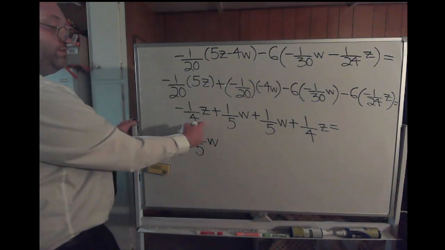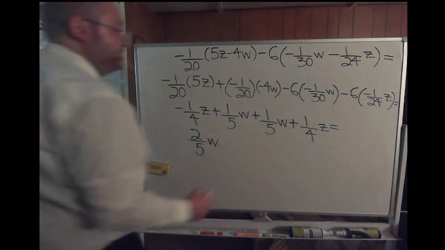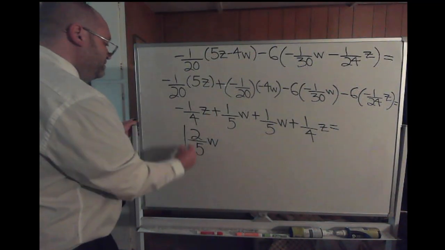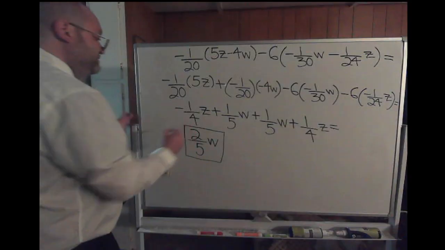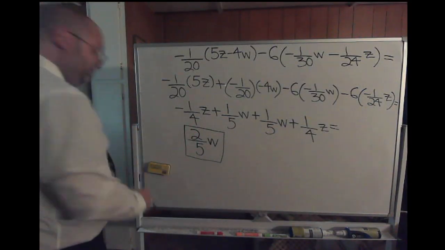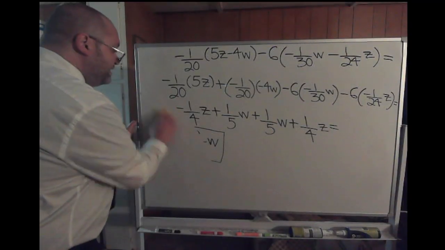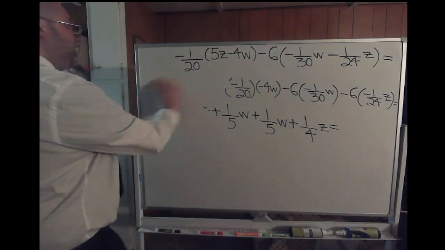Now you have negative 1/4 z plus 1/4 z. Well, negative 1/4 plus positive 1/4 is 0. So the answer you're left with is 2/5 w. That's exactly what you would get, 2/5 w. I think we'll do one more example, then I'll call it a day.